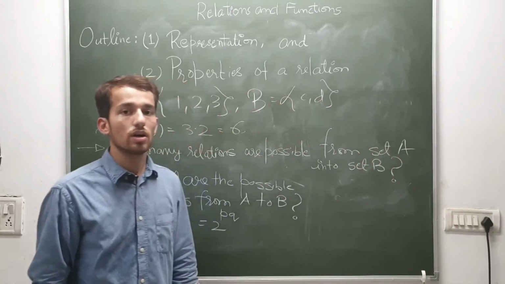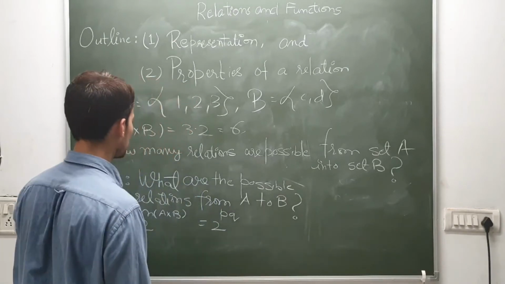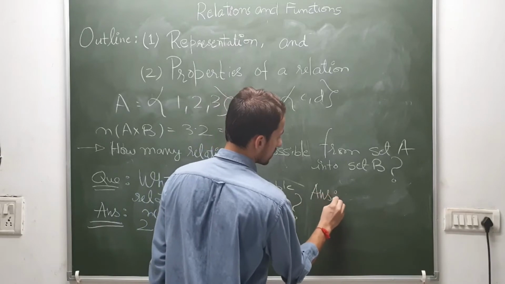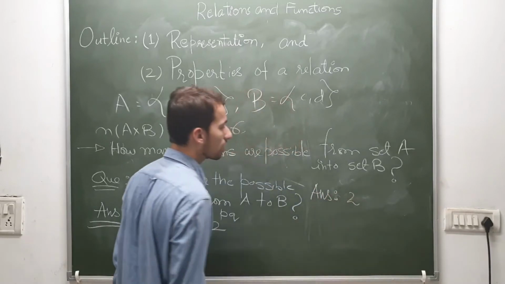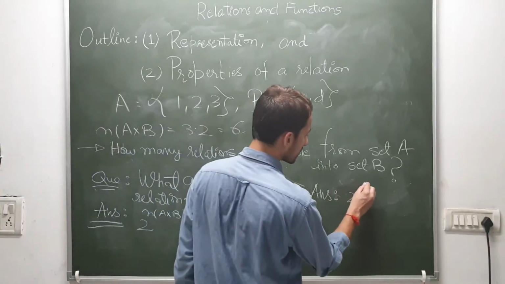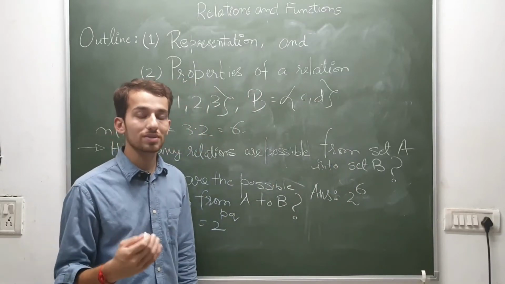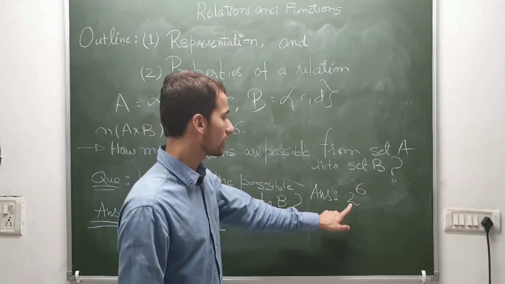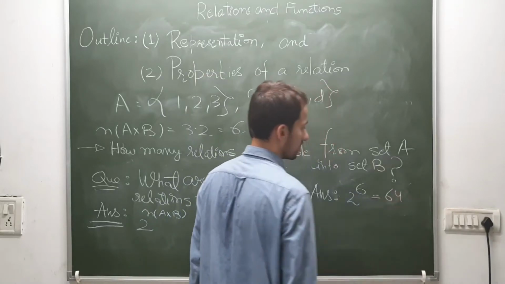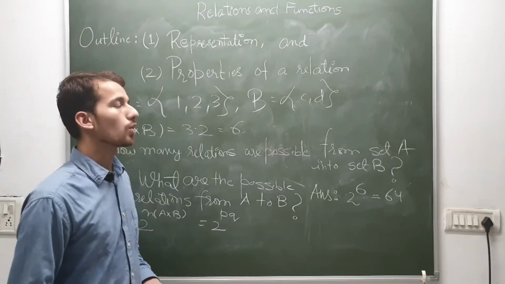Now I ask you to pause the video and answer it yourself. The answer is so simple. The answer is 2 raised to the power of the number of elements present in the Cartesian product, which is 6. So this is the number of possible relations from the set A to the set B, and this quantity is 64. Fine. So this was about the second point in the outline.